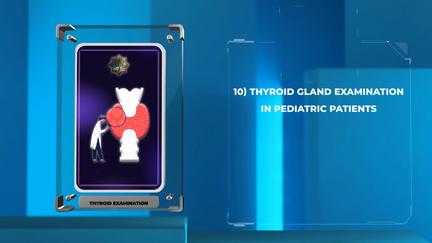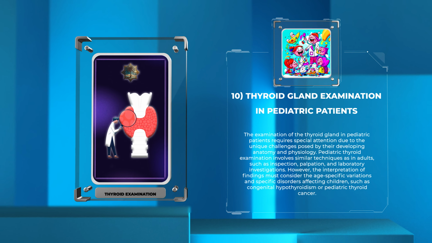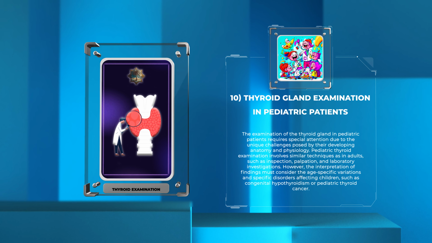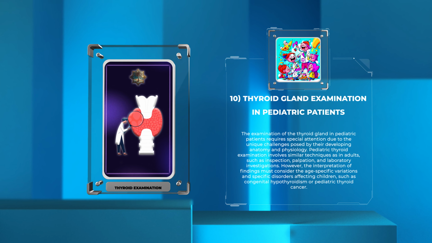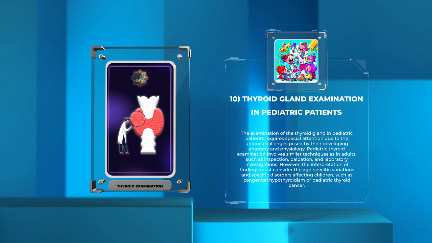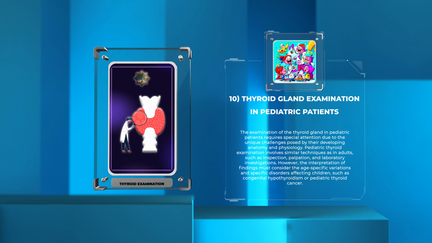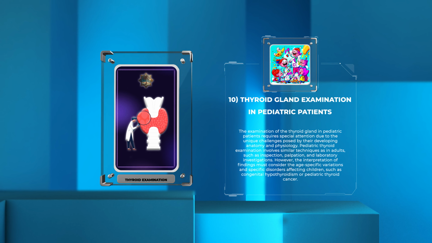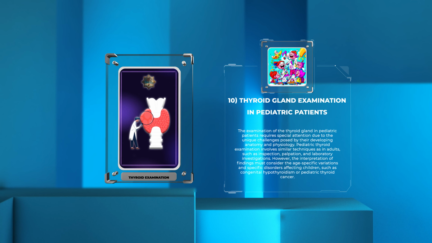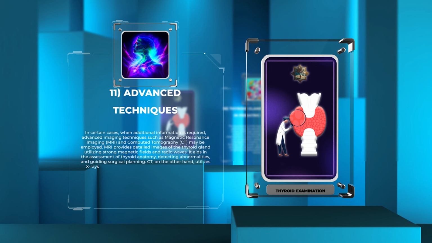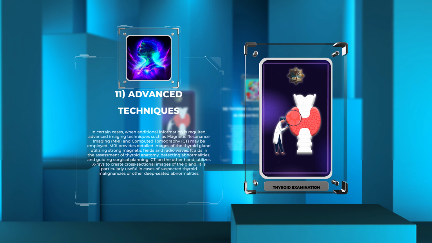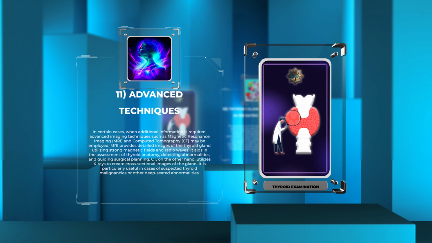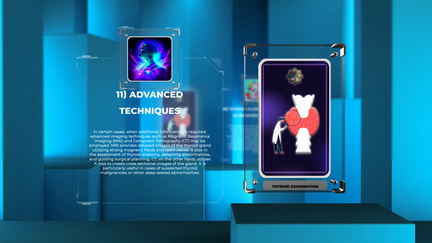The examination of the thyroid gland in pediatric patients requires special attention due to the unique challenges posed by their developing anatomy and physiology. Pediatric thyroid examination involves similar techniques as in adults, such as inspection, palpation, and laboratory investigations. However, the interpretation of findings must consider the age-specific variations and specific disorders affecting children, such as congenital hypothyroidism or pediatric thyroid cancer. In certain cases, when additional information is required, advanced imaging techniques such as magnetic resonance imaging, MRI, and computed tomography, CT, may be employed.